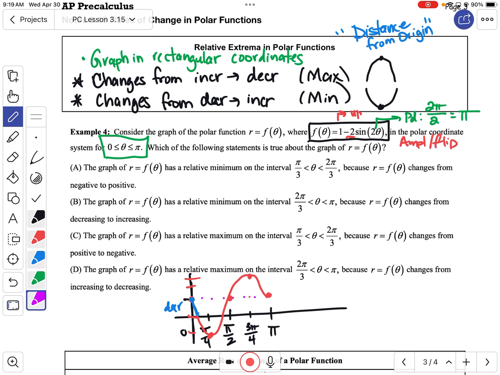Okay, let's look at the next piece. This time we're negative and we're still going down. If I'm negative and going down, my distance is doing what? It's increasing because they're doing the same thing. All right, here we go.